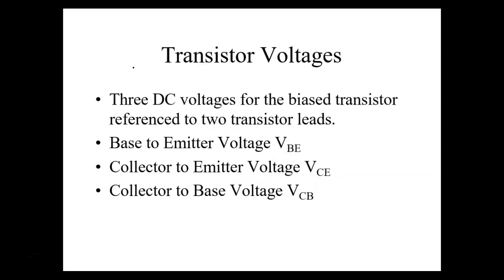Then we have our measurements across the transistor itself. These are all DC measurements. The one on the left shows you where you put your black lead on your meter, and this one is where you'd put your red lead on your meter. This way you'll get the right polarities. We call this voltage base to emitter. This would be voltage collector to emitter. This is very, very important because this tells us what region we're operating in.